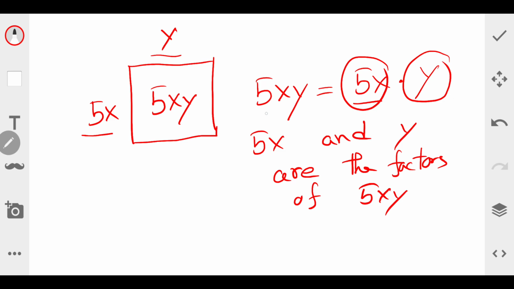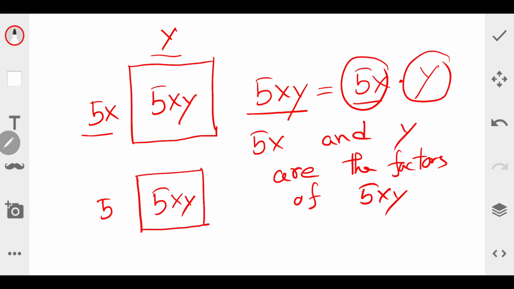Okay, this is a monomial because this is just one term. Now let's look at the same rectangle again. So this time I'm going to say, okay, this is 5xy, but this time I'm going to say this is 5y. If this is 5y, what will be the width? This time it has to be x.